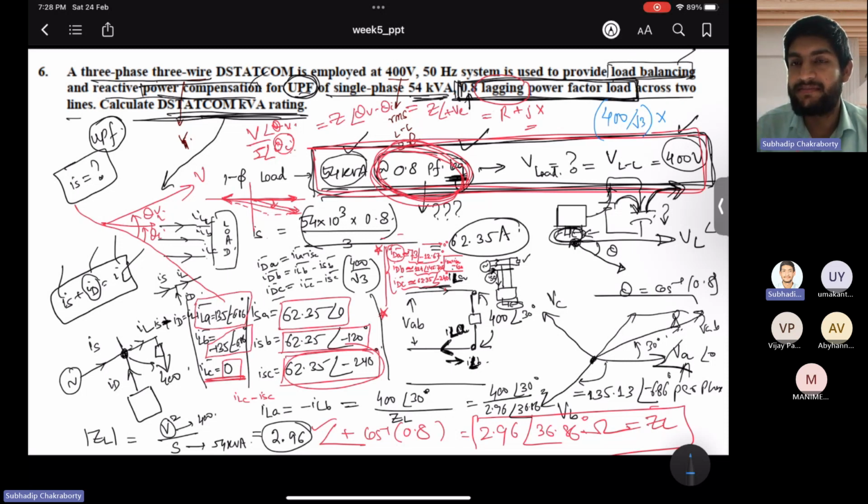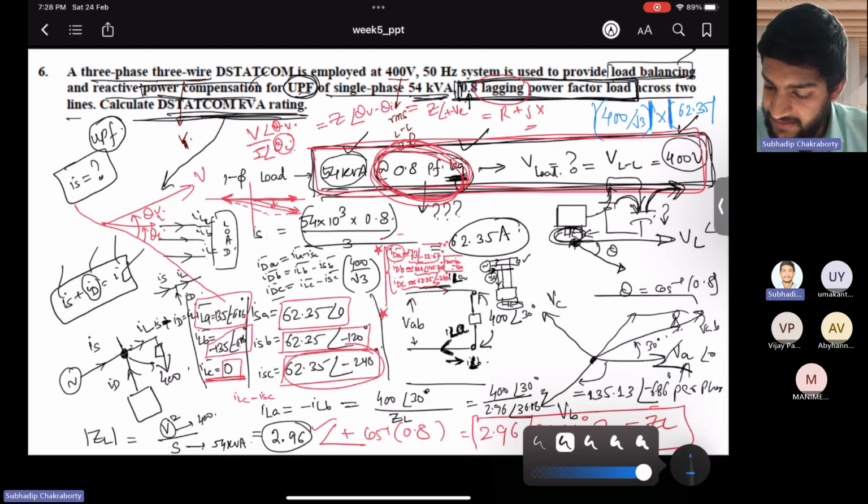And since it is the KVA rating, you don't need the angle between the voltage and current. You just multiply the mod of the voltage into the mod of the current. You understood this, right? First one we did. Second one, mod of the current of the DSTATCOM. Sorry, what is the DSTATCOM current? 73.